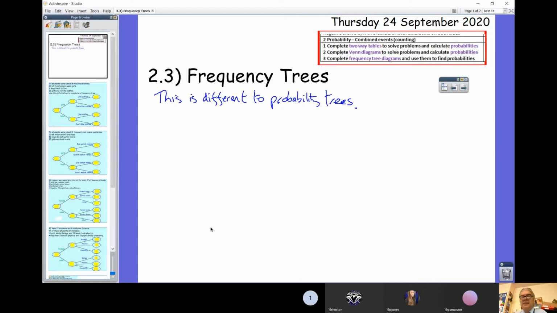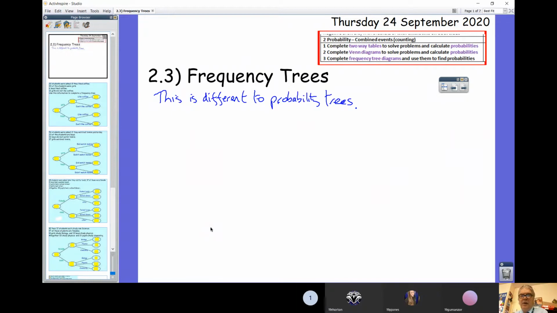So today's lesson is on frequency trees. I just want you to be aware that that is different from probability trees, which we will do on another occasion. They do look quite similar. So can everybody in their books, please, whether you're at home or here, just title it up.